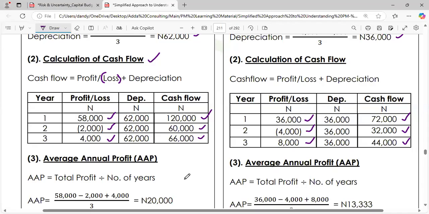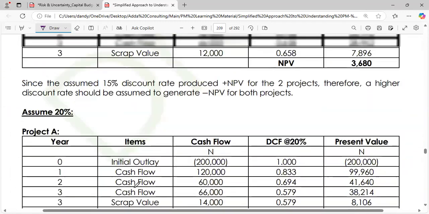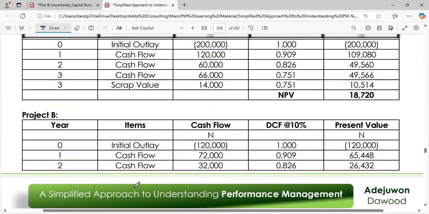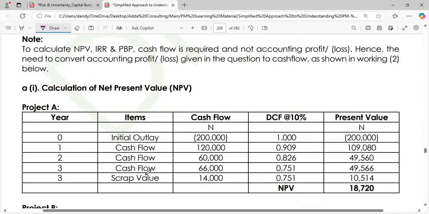Bear in mind that these are the cash flows that we are going to use for projects A and B. So let's go up there and see how we calculate the NPV. In this particular question, you are not expected to use columnar format because the very simple information given in the question is not multiple variables. So just cash flow and that's all.